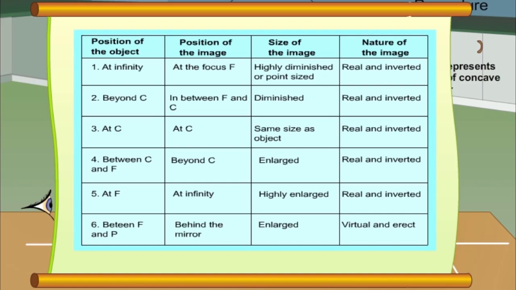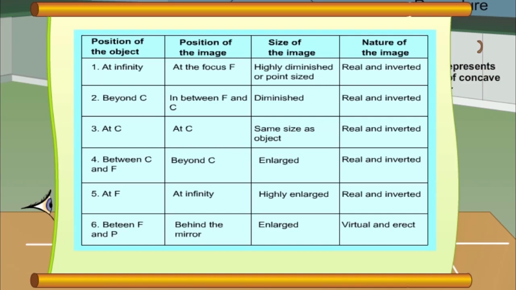But in the last case, we saw that the image was virtual and erect. So these are the various nature, size and positions of images which were formed when we kept the objects at different positions. Hope you have understood with the help of this animated video where exactly on placing the object we will see the position of image formed and what exactly is the size and nature of image formed.